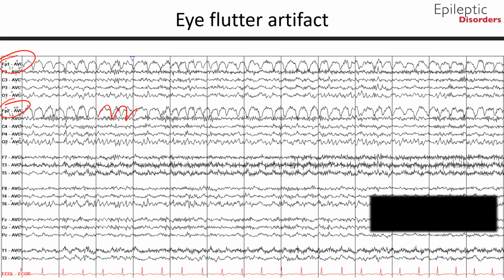Although these may appear pathologic, noting their distribution to be mainly over the FP1 and FP2 regions and without a particular field, the reader can quickly identify these to be artifactual.